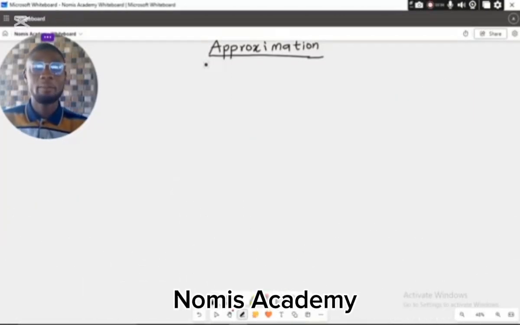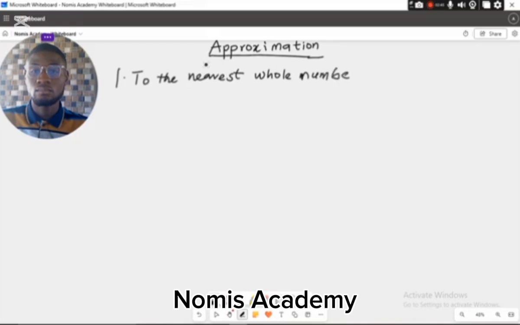Today we'll be dealing with approximation. Now, today we'll be dealing with three types of approximation. Number one, we'll be dealing with approximation to the nearest whole number.